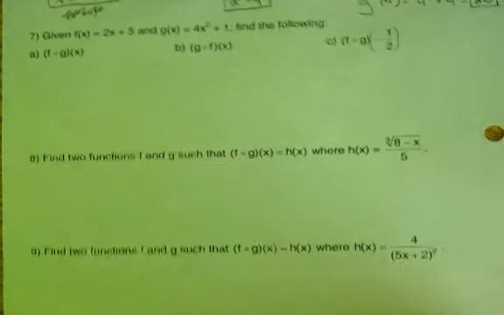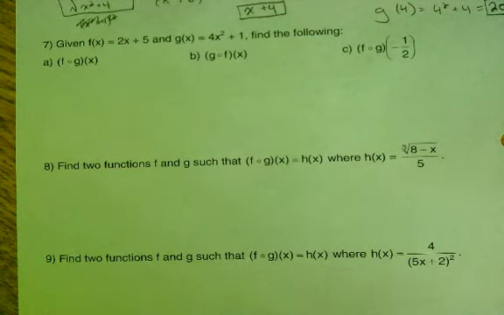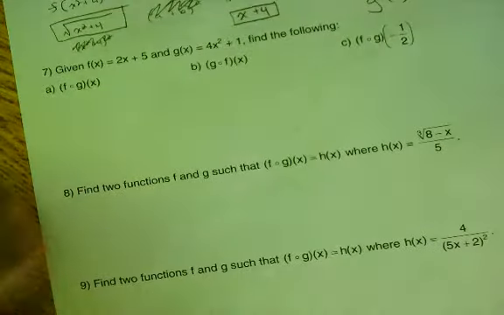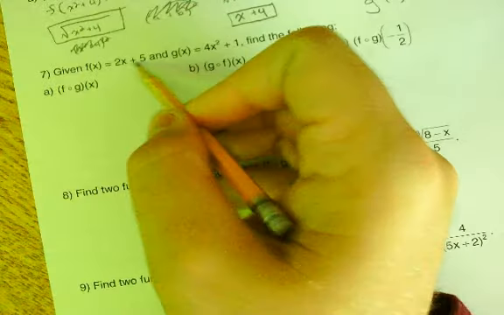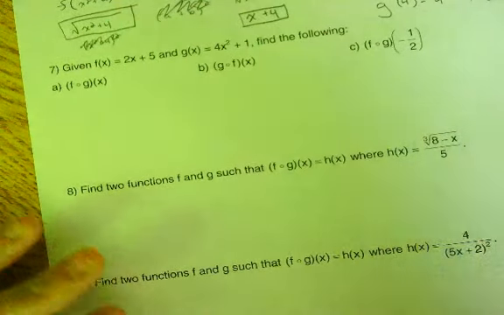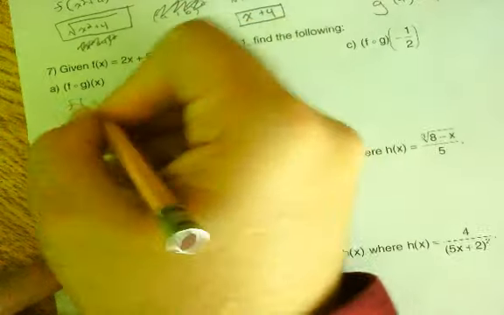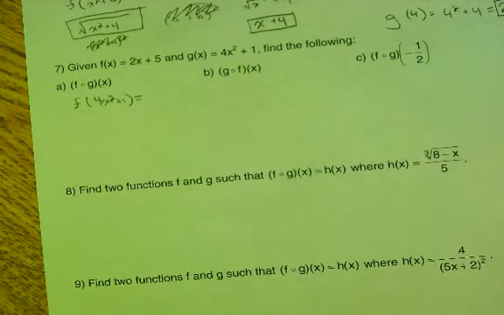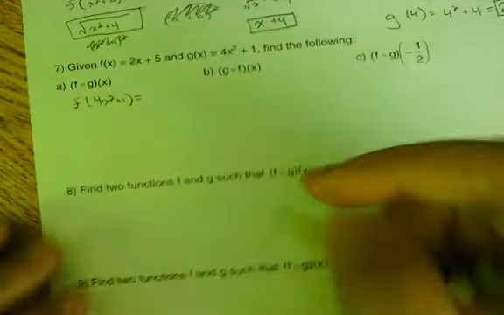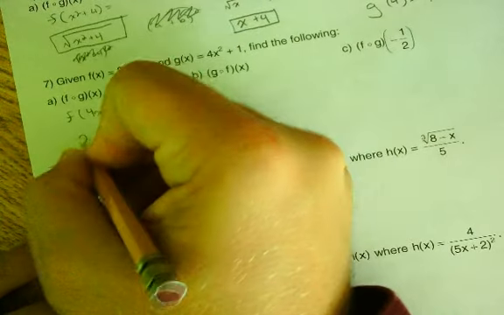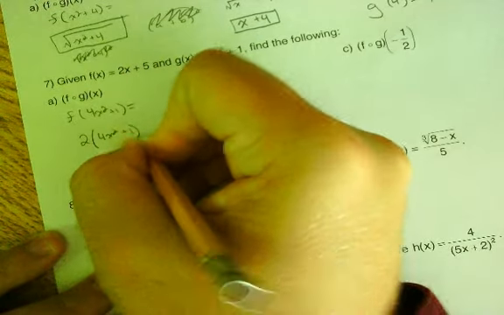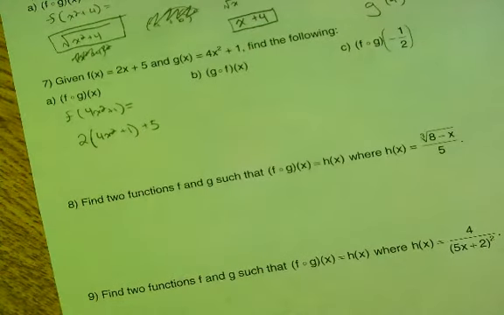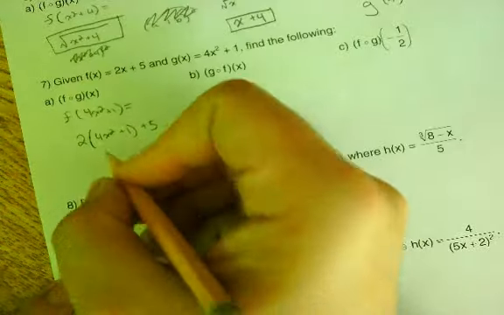Alright, same thing, just different functions here. So we're just going to take g and plug it into f. So familiarize yourself. f is 2x plus 5. g is 4x squared plus 1. So this is going to be f of 4x squared plus 1. Now we're going to rewrite f, but instead of writing down an x, I'm going to replace it with 4x squared plus 1. So this is 2 times 4x squared plus 1, plus 5. Simplify it a little bit here: 8x squared plus 2 plus 5.